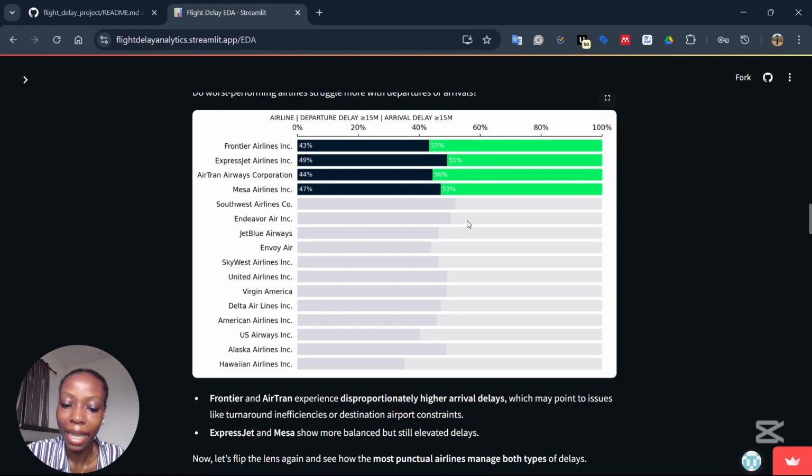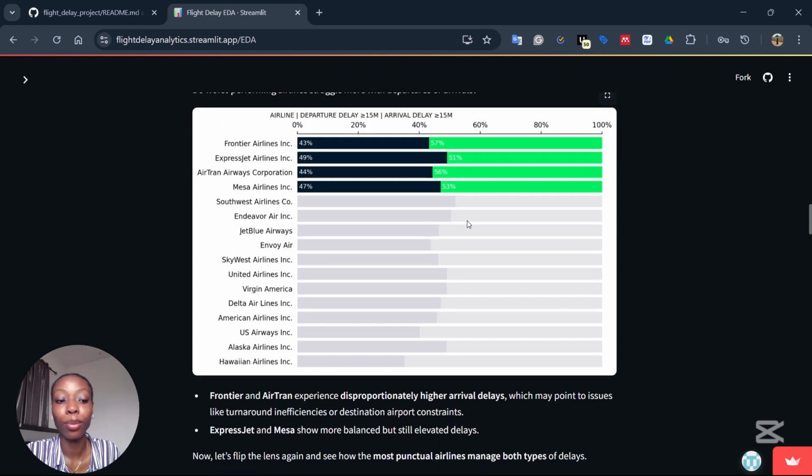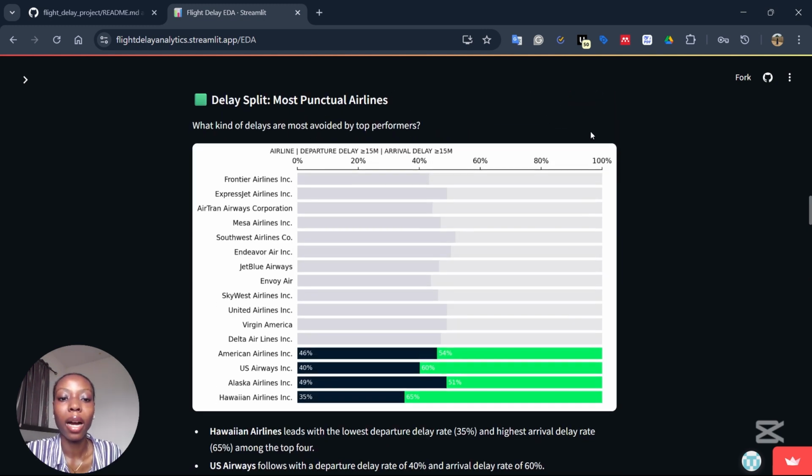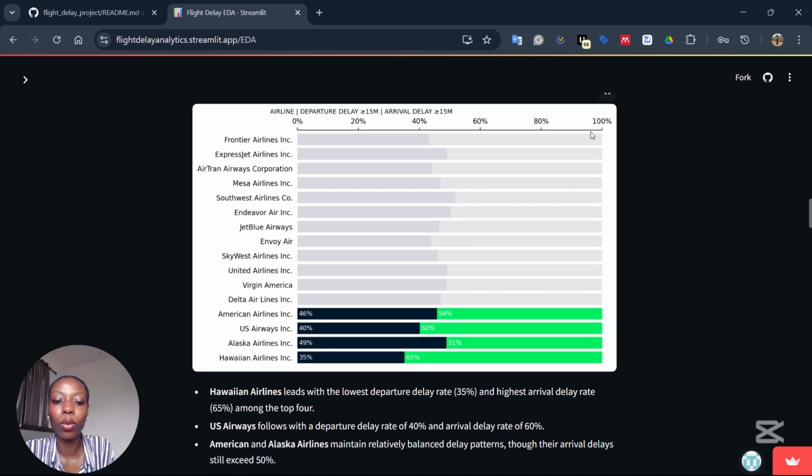Now let's flip the lens again and see how the most punctual airlines manage both types of delays. What kind of delays are most avoided by top performers, you would ask? We can see that Hawaiian Airlines leads with the lowest departure delay rate at 35% and the highest arrival delay rate at 65%. This is another pattern that we can see, with the arrival delay being higher. US Airways follows with a departure delay rate of 40% and an arrival delay rate of 60%. American and Alaska Airlines maintain relatively balanced delay patterns, though the arrival delay still exceeds 50%.